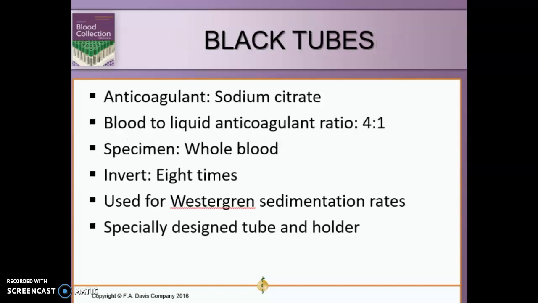Let's go on to the black tube. The anticoagulant here is sodium citrate. The blood to liquid ratio is 4 to 1. It's a whole blood sample with an 8-time inversion, so you need to invert it 8 times. It's used for the Westergren sedimentation rates, which is what we'll commonly see as the ESR. And it's a specially designated tube and holder.